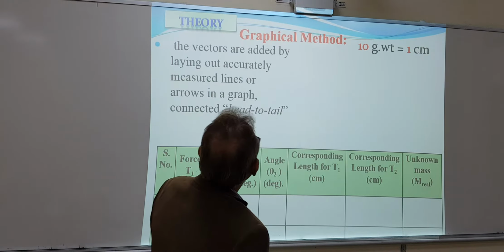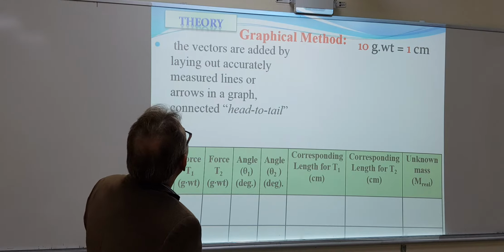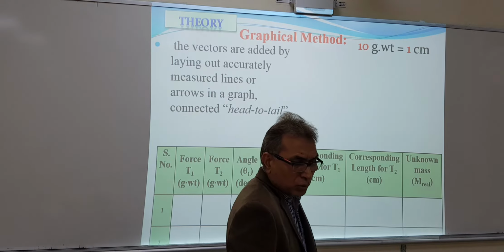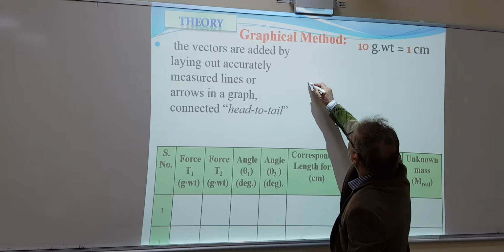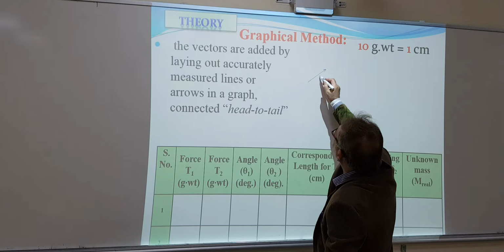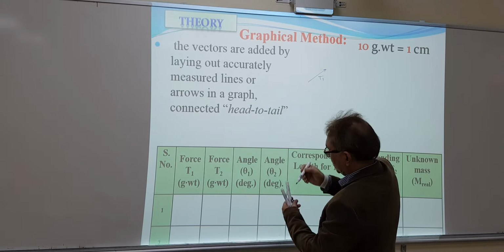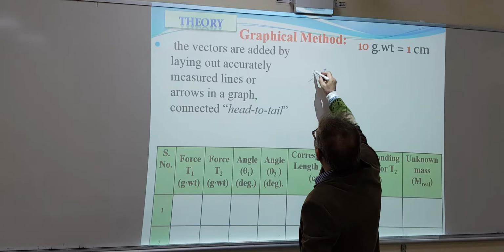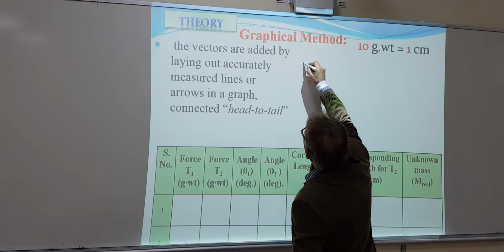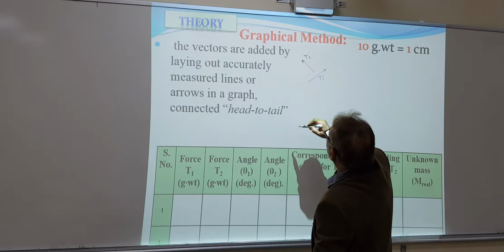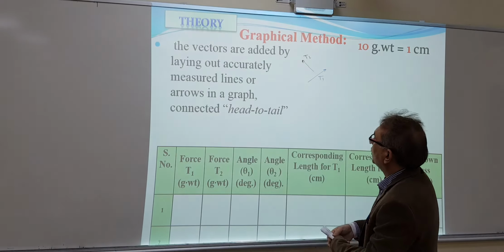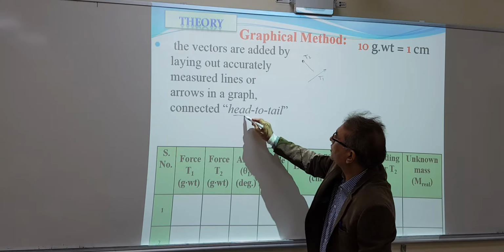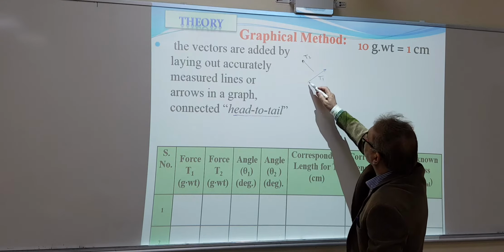Then, first of all, one by one now. The first method, the graphical method. How do we add two vectors? For example, if you have this vector A, or I say T1 vector, and you have another vector B, or T2 vector, how to add these two vectors to find the resultant? What we do, we use the head to tail rule. This is the tail, this is the head, this is the beginning, this is the end.